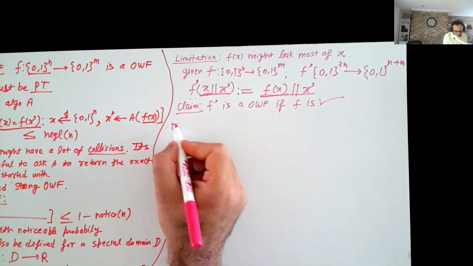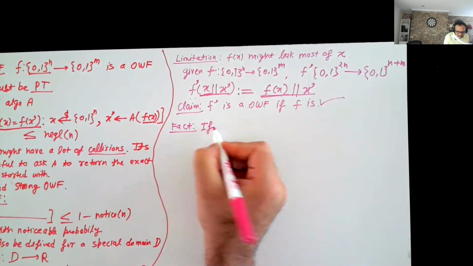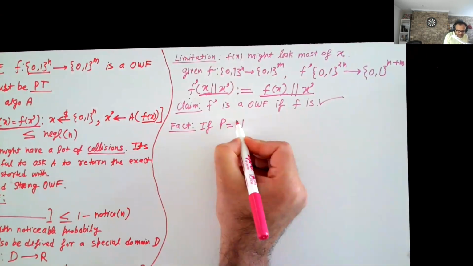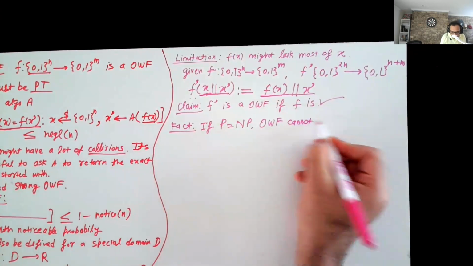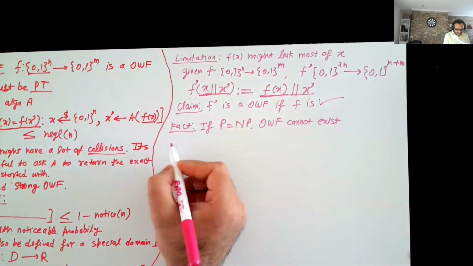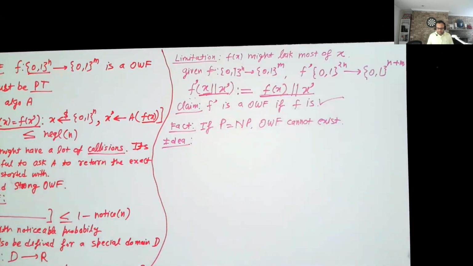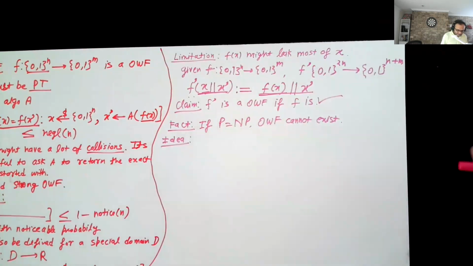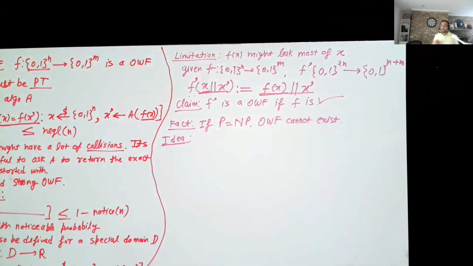Another fact to keep in mind is that if P was equal to NP, one-way functions cannot exist. And here, let me just talk about the proof idea. It's very simple. So if P equals NP, this means that if I can verify a solution, I can also come up with a solution, right?